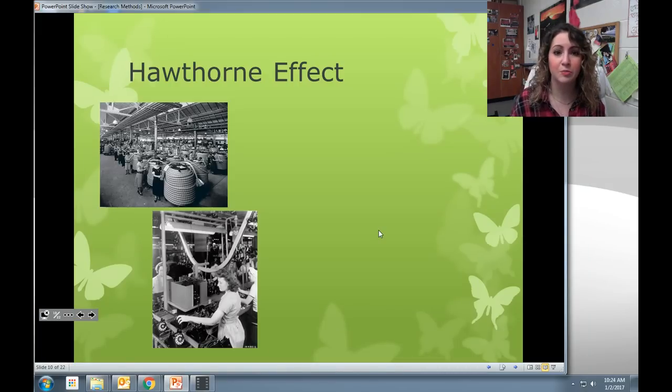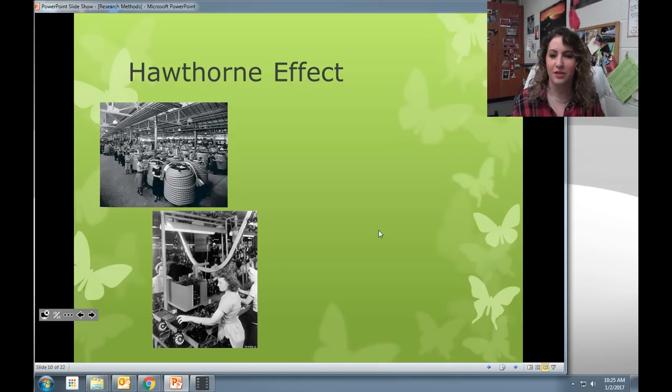The experimental group got a different lighting condition than the control group. The control group just got the regular lighting condition, but I believe that they dimmed the lights for the experimental group, and then they had the people that were in charge of the experiment, their bosses, walk around with little clipboards measuring their performance, measuring their productivity, and amazingly, not really amazingly, both the experimental group and the control group were more productive.